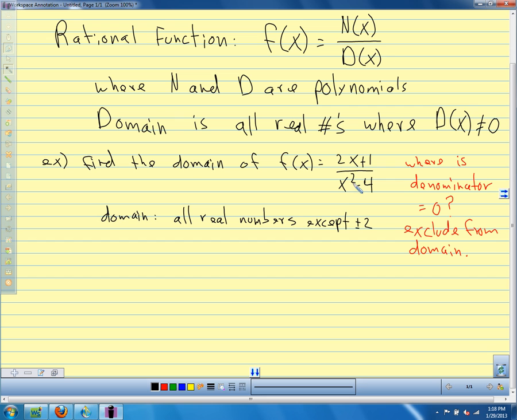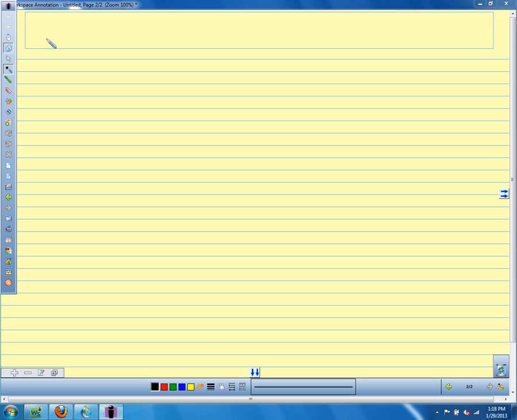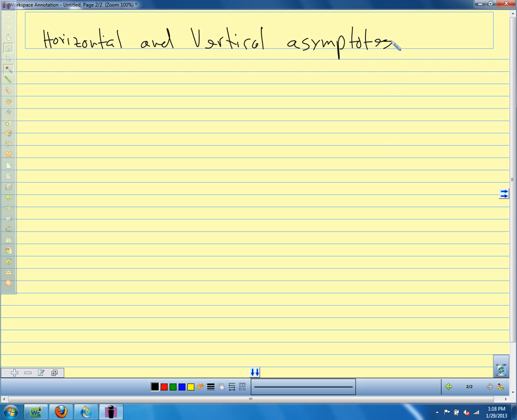Now, some interesting things happen to rational functions when the denominator is 0. So the graphs do interesting things where the denominators are 0. And our end behavior of rational functions is also interesting, depending on what kind of functions we have in the numerator and denominator. So that's the next thing that we want to talk about, is what happens to the graphs. So we're going to talk about asymptotes, horizontal and vertical asymptotes.